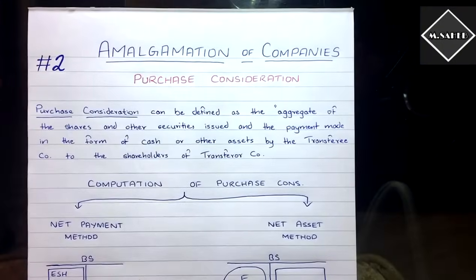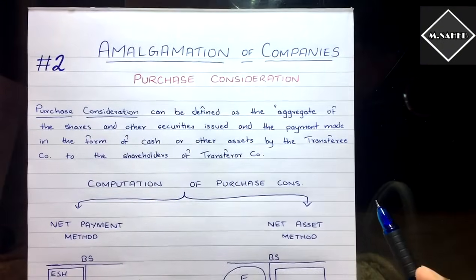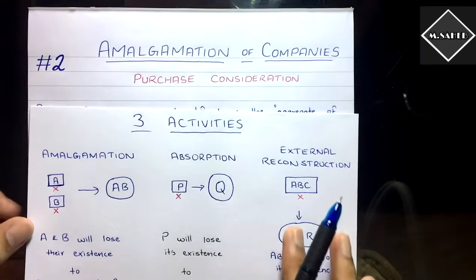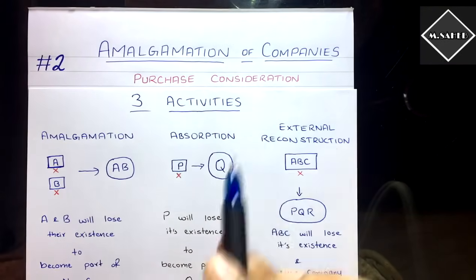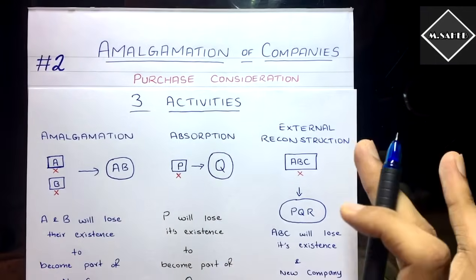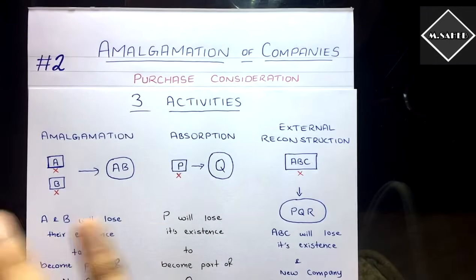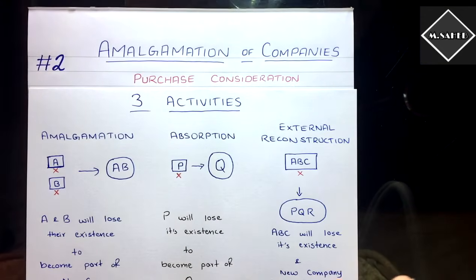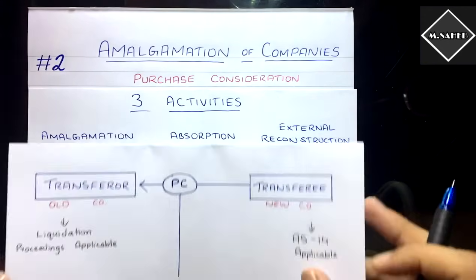Hi everyone, this is the second video of the Amalgamation of Companies chapter. In the previous video we saw the concept of amalgamation, and we also discussed the three activities that come under amalgamation of companies: amalgamation, absorption and external reconstruction. We discussed all this with examples in detail, and we came to know that here there are two points of view.